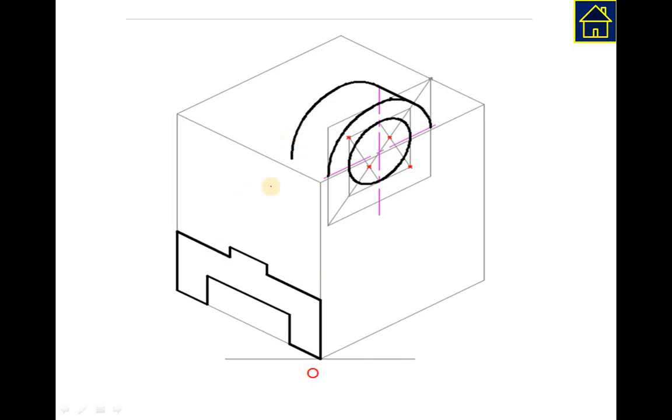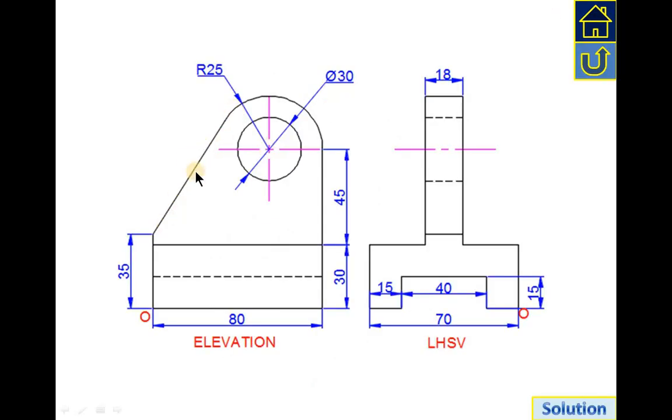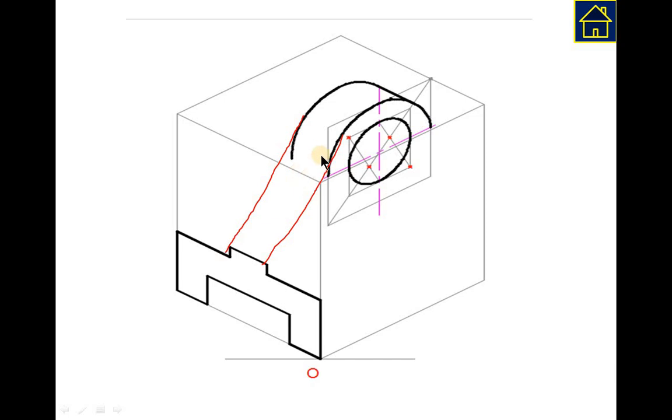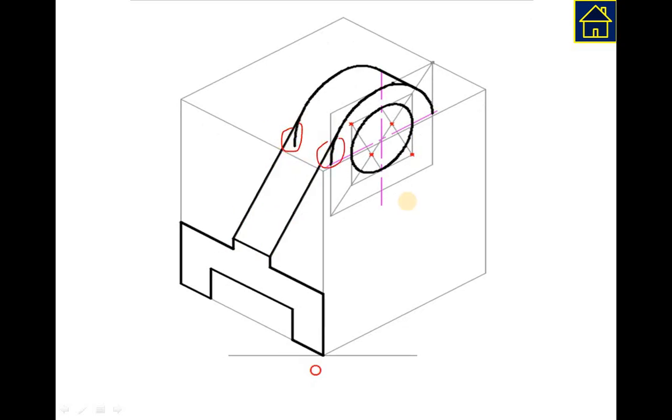And later you will join the tangent line like this. You will draw the tangent. Don't forget, you are drawing the tangent here, because that is a requirement in the object. You will see the object here. So this is a tangent line from this 35 mm height. And later, after drawing the tangent, this we need to erase. And then from this side we'll check the object once again.